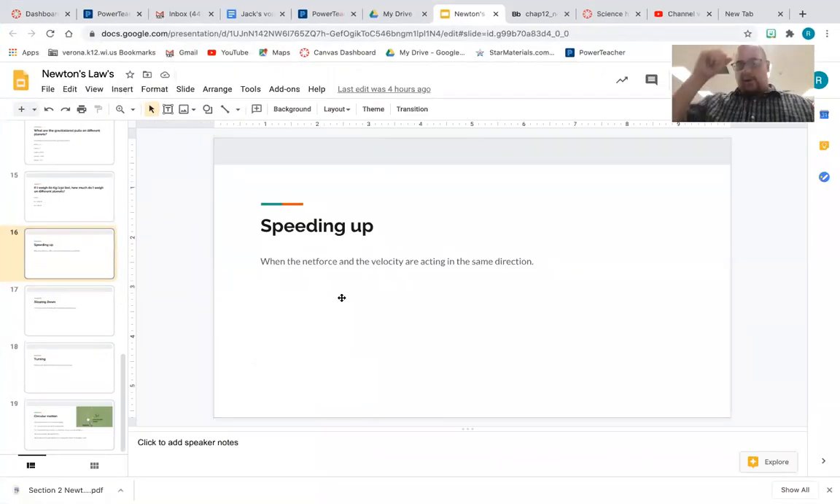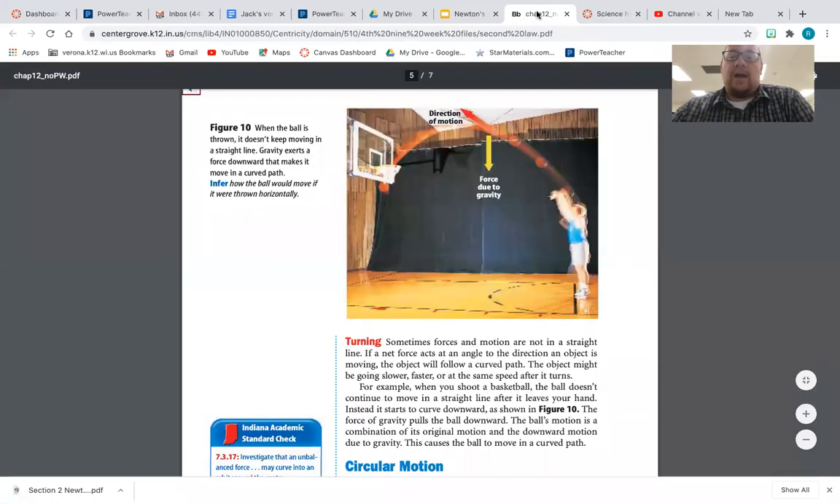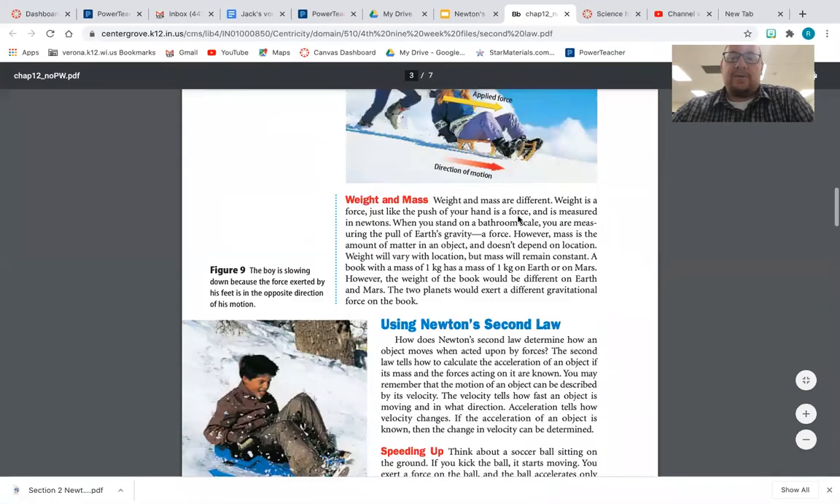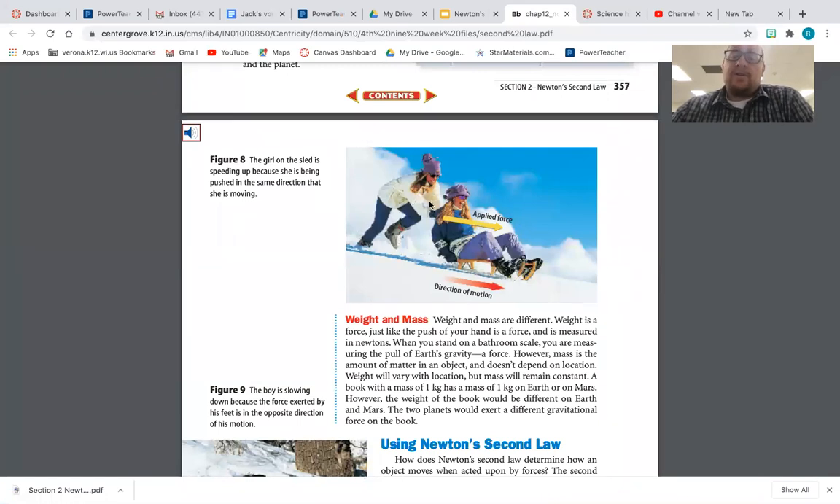Okay, guys, so today we are learning about different forces at work when we are dealing with motion. And when we speed up, the net force and velocity are acting in the same direction. So if we were to look at this graphic or this picture right here, the person pushing the sled is applying a force and they're both going in the same direction, which would be the velocity and the net force are going in the same direction.